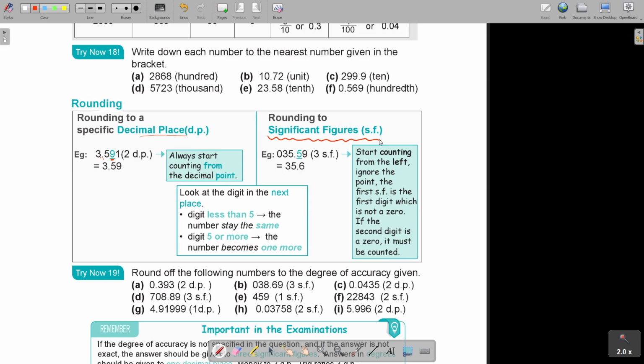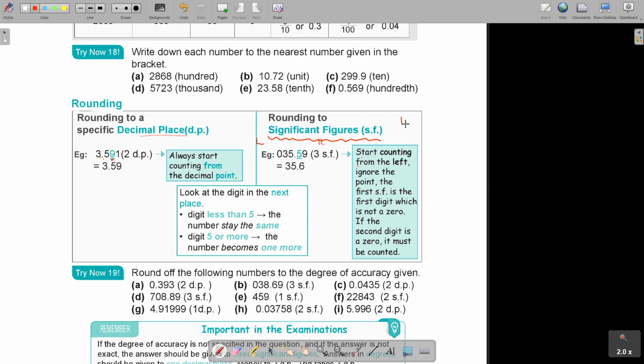But here, and this is the important one: if it's to significant figures, you start counting from the left. This is your left, this is your right, going to the right. Ignore the point. The first significant figure is the first digit which is not a 0. Okay, so it means the first time that you see a 1 or a 2 up to 9.